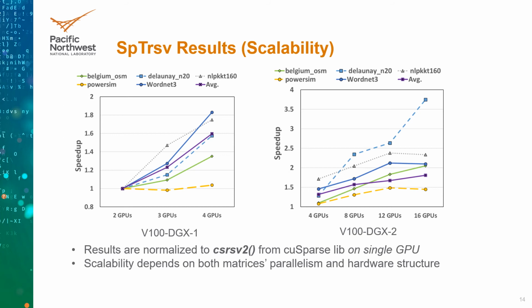And this slide shows the SpTrsv results for scalability. The left one shows the DGX1 results and the right one shows the DGX2 results. For DGX2 results, we can scale up to 16 GPUs. The results are normalized to cuSPARSE on a single GPU. From these pictures, we can see the scalability depends on both matrix parallelism and hardware structures.